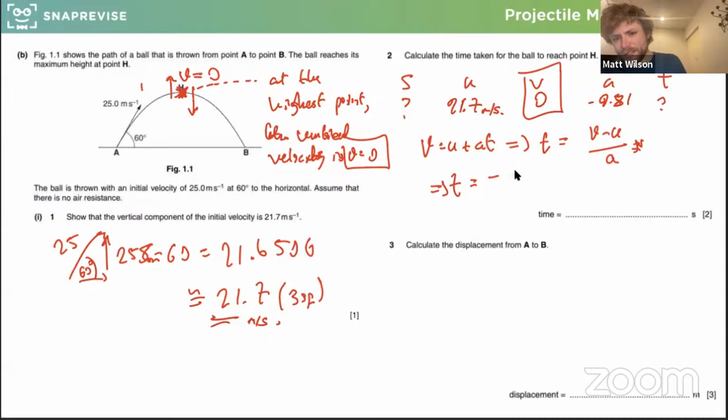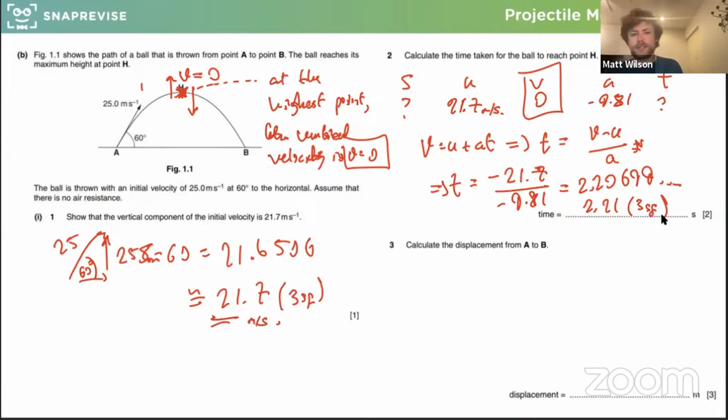Okay, good. This implies that t is equal to minus 21.7 over minus 9.81. This is upwards, so the signs are going to work out. Chuck that in a calculator and you'll get 2.20699, etc. That's 2.21 to 3 significant figures, seconds. Notice that the quantities I gave are in 3 significant figures. That's why I'm also giving my answer to 3 significant figures.